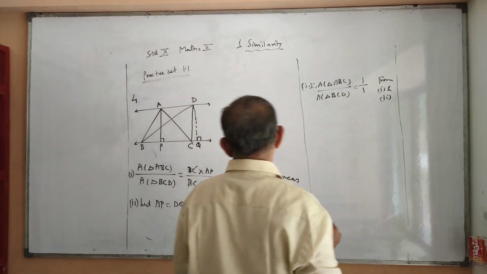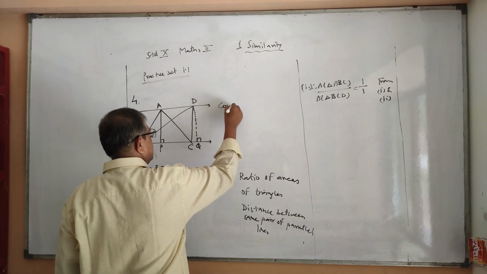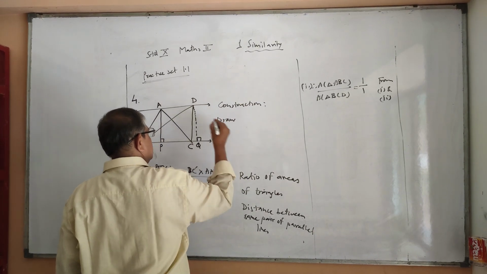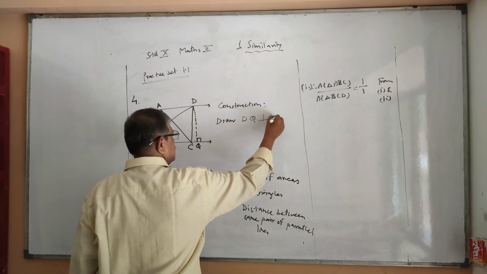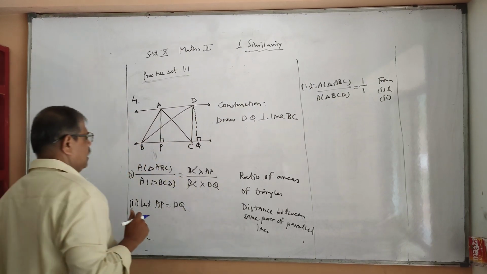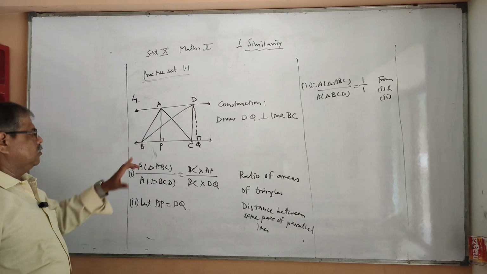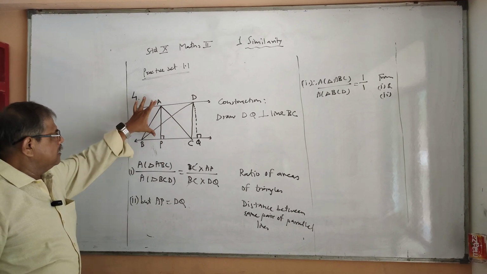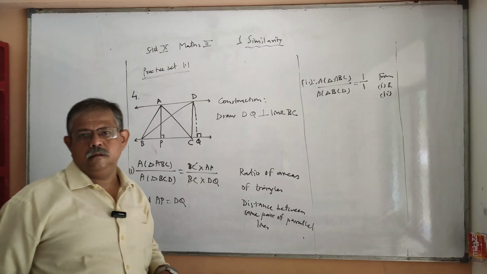From 1 and 2. Now as we are doing construction, we have to write that construction. So I can write here construction: draw DQ perpendicular to BC. And so I get this answer. The ratio is what? 1 upon 1. So here base BC is common, and as both the triangles lie in the same pair of parallel lines, their heights AP and DQ are also equal. So answer is 1 upon 1.